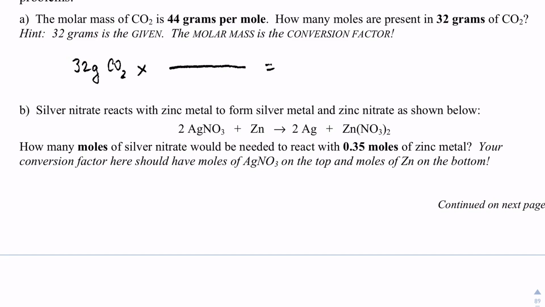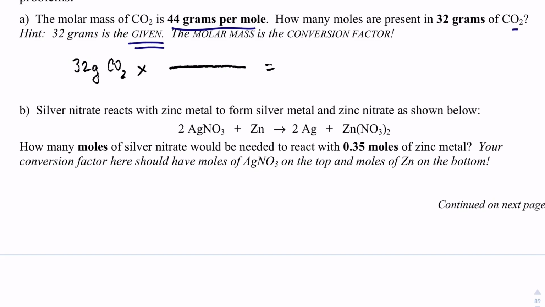When you are writing dimensional analysis problems, you always want to start with the given number. 32 is the given number. 44 is the conversion factor. That's because it never changes. The molar mass of CO2 will always be 44. So you can use that in any problem where you have to use the molar mass of carbon dioxide.